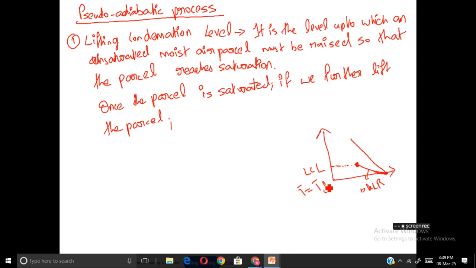If we further lift the parcel up in the atmosphere, the temperature will further reduce. The parcel is already holding the maximum amount of water vapor that it can hold, so that limit will be exceeded. It can no longer hold the water vapor that it already has, so it will start condensing. Since the parcel is already saturated, if we raise it above the lifting condensation level, the parcel will try to expel the additional water vapor that is present, that is, condensation will start to occur in the parcel.